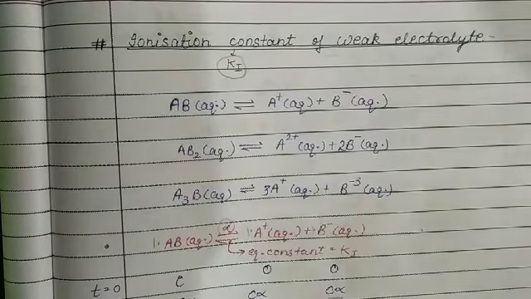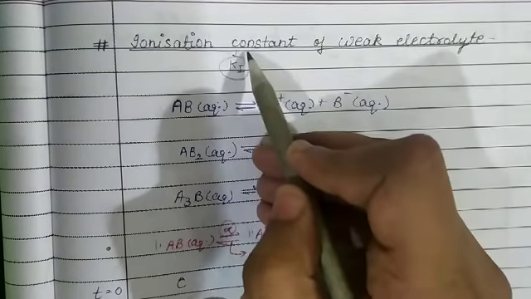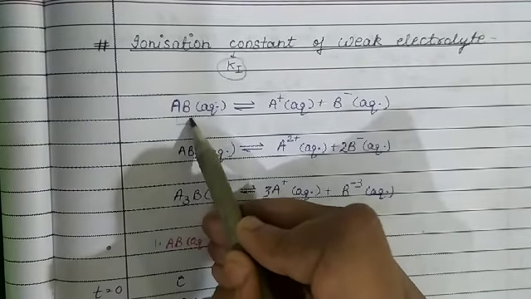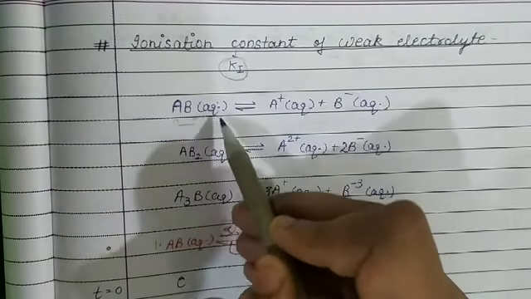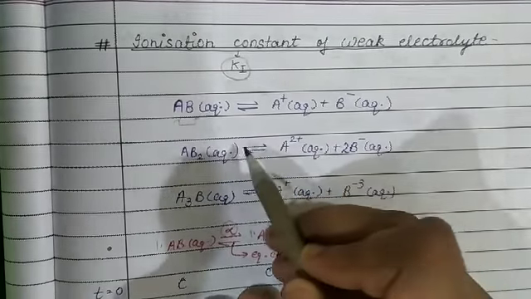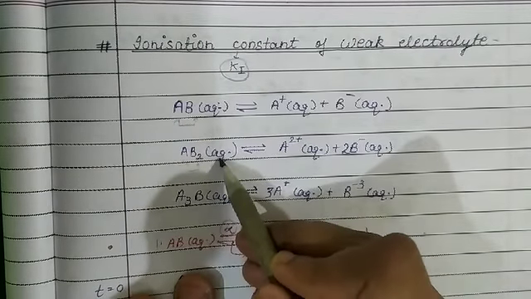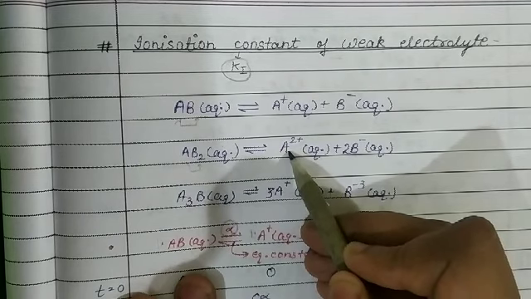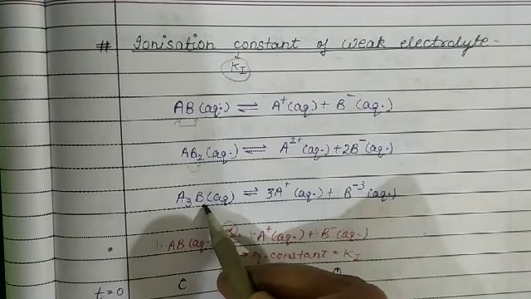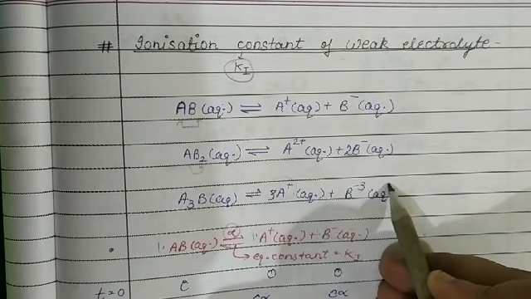The next topic we are going to discuss is the ionization constant of a weak electrolyte. The ionization constant is denoted by Ki. Take a weak electrolyte AB. It will dissociate into its ions in aqueous solution as A plus and B minus. In the same way, the weak electrolyte AB2 will dissociate into A2 plus ion and 2B minus ion, and A3B will dissociate into 3A plus and B3 minus ion in aqueous solution.